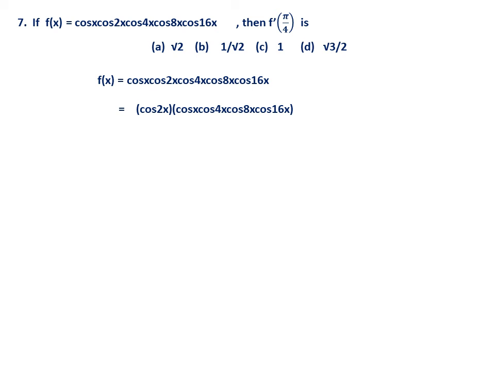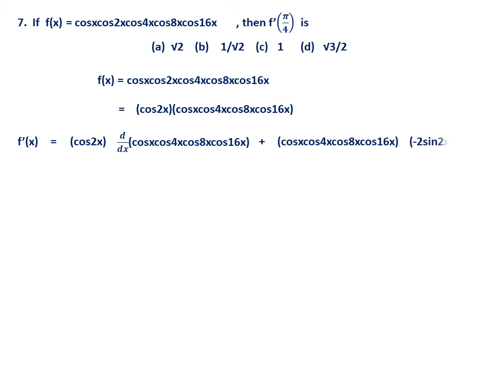See here, what I have done is, cos 2x I have taken as one function. Remaining all second function: cos x, cos 4x, cos 8x, cos 16x. Now what we have to do is, f dash x equals, now look here, cos 2x as it is, and differentiate the second function, plus the second function as it is, differentiation of the first function cos 2x is minus 2 sin 2x. Now don't worry about the differentiation d by dx of cos x, cos 4x, cos 8x, cos 16x.